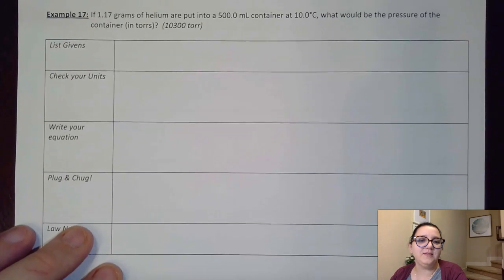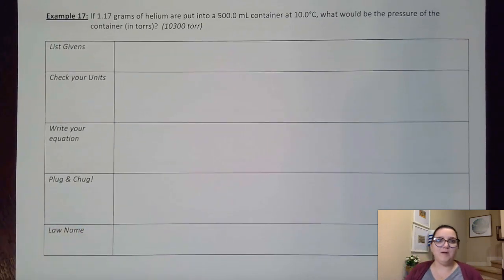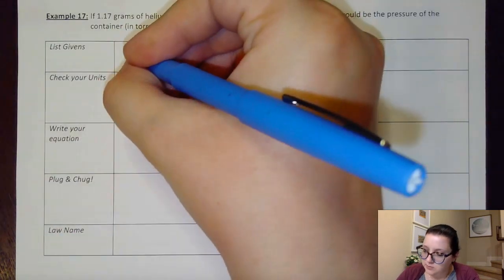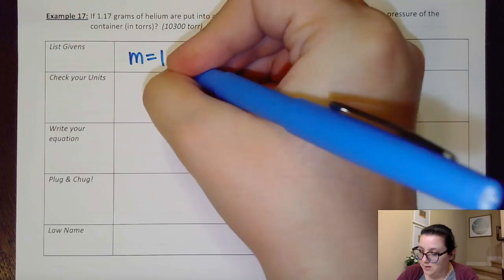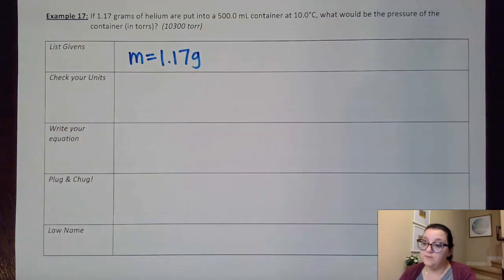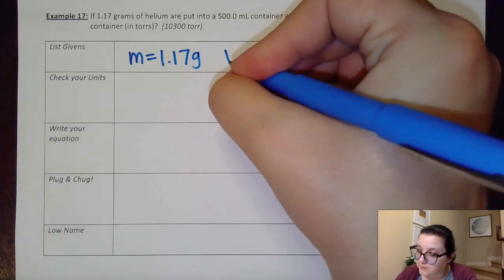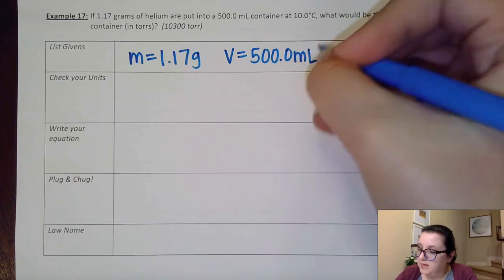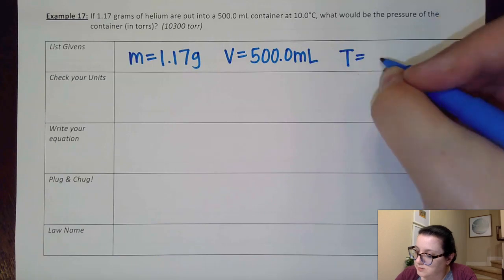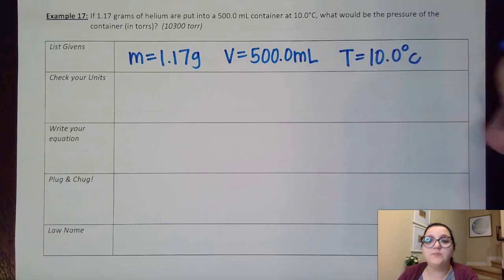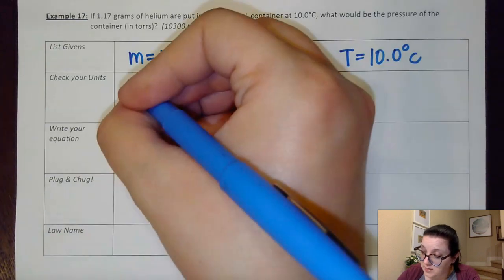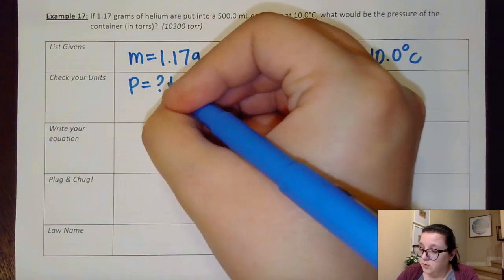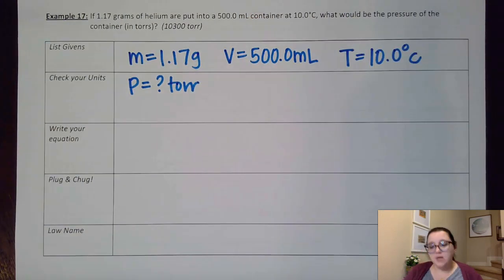All right, so looking at the top here. Again, I'm going to start by writing down all of my data, kind of figure out what I've got happening here. It says I have 1.17 grams of helium. So I'm going to do mass equals 1.17 grams. Put into a 500 milliliter container. So I have a volume of 500 milliliters at 10 degrees Celsius. So T equals 10 degrees Celsius. What would be the pressure of this container in torr?